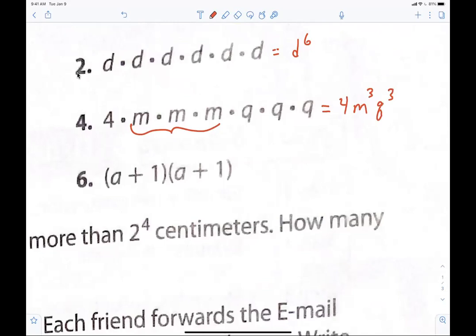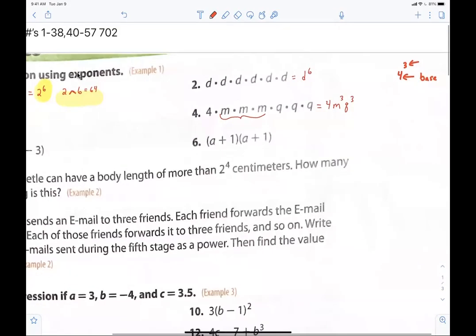4m, something to the 3rd power we can sometimes call what? Do you remember? Cubed. 2nd power can be said as squared. All right, so I have 4m cubed, q cubed. How's everybody doing on that? All right, Sophia, you're up. Number 5.